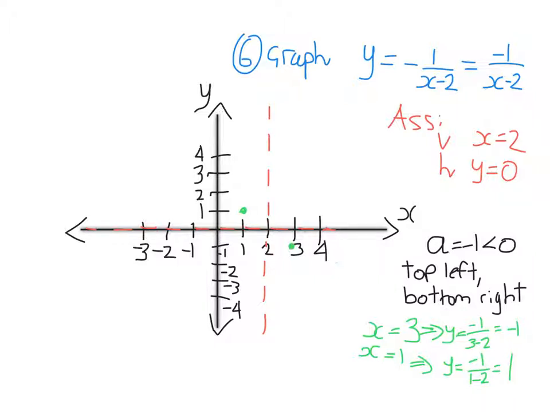So now I've plotted the points (3, -1) and (1, 1). I know the shape of the hyperbola. I know it's going to get closer and closer to the asymptotes. So my graph will look like this. And so after I've drawn that in, I am done. Let's now move on to question 7.